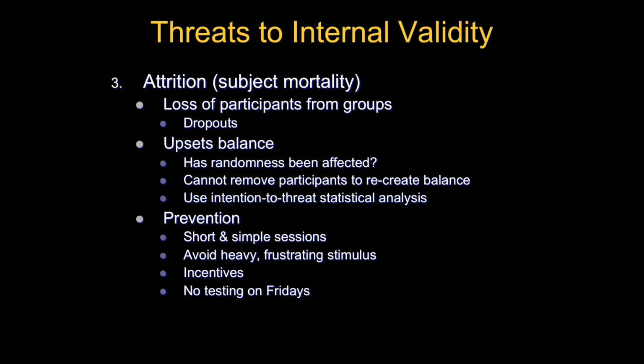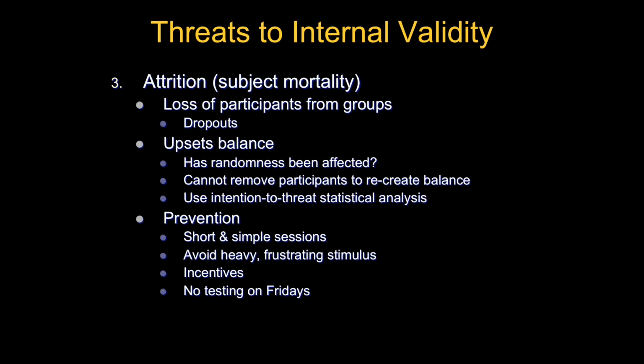The third threat to internal validity here is attrition or subject mortality. It doesn't necessarily mean that the person dies, although that could be considered subject mortality. But it's when a researcher loses participants in a group. People just drop out. They decide that, you know what, I don't want to be a part of this research project anymore. That obviously can upset the balance among the groups. And so that can affect the randomness of the groups when you initially started the project.